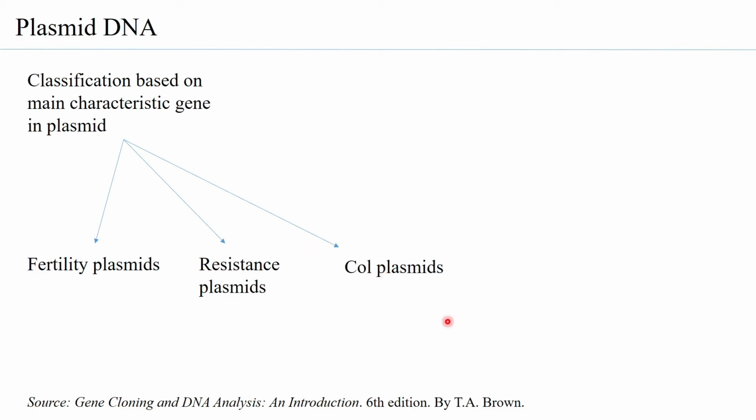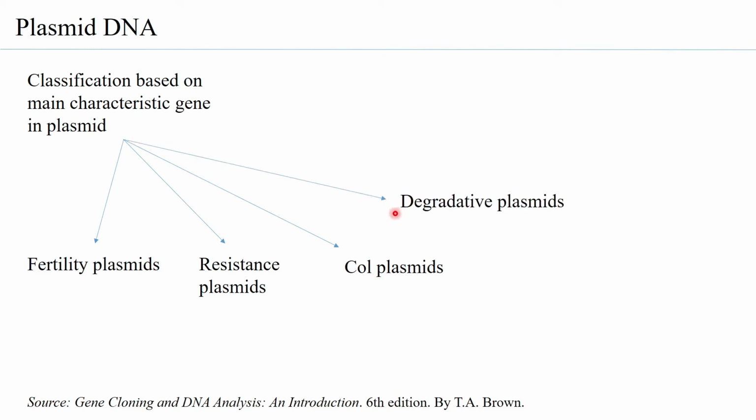Then you have another class which is called the col plasmids. Col plasmids, that is ColE1 of E. coli, for example, have a gene that gives rise to colicins. Colicins are chemicals that can actually kill other bacteria. And so these col plasmids will have a competitive edge over the other bacteria that don't have col plasmids, because the presence of the colicin is going to prevent other bacteria from being present in the same media, and therefore these would confer a competitive edge to the host bacteria.